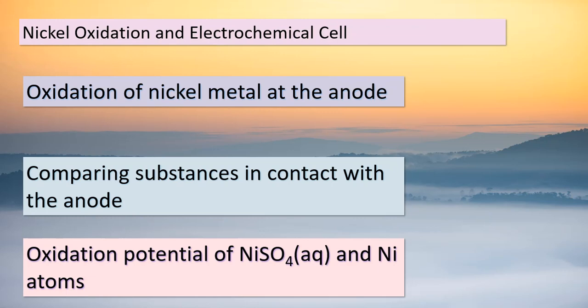The standard EMF for the entire reaction is calculated using the difference between the reduction potentials of the cathode and anode, resulting in an EMF of 0. This means that a small external EMF is sufficient to drive the transfer of nickel atoms between the two electrodes. Let's continue our exploration of electrochemical processes and the intriguing world of reactions.